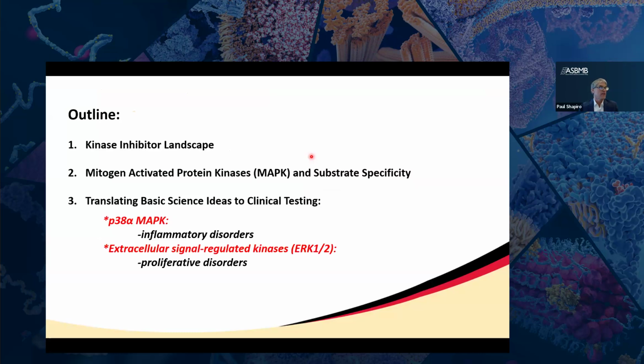And here is my outline. So today's outline, I want to talk a little bit about the kinase inhibitor landscape, where we're at. I'm going to then talk a little bit about how MAP kinases can interact with substrates and how we can use that information, basic science ideas, to translate into clinical testing. And I'm going to focus on these two that I just indicated, the p38 alpha MAP kinases in terms of inflammatory disorders, and the extracellular signal-regulated kinases, or ERK1 and 2, for proliferative disorders.